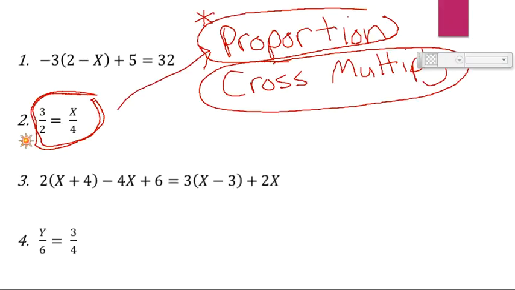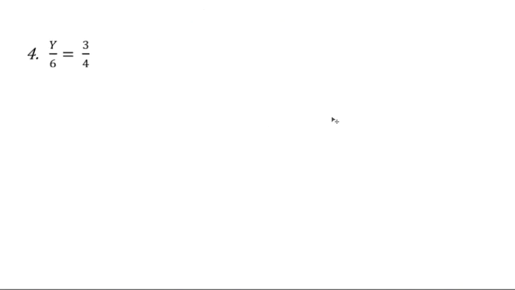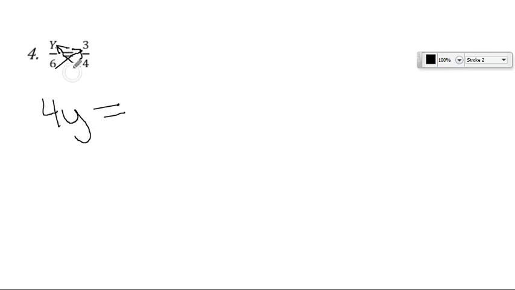Okay, so let's go ahead and look at number 4. Right away, I want you to notice that you have one fraction equal to another fraction. And remember, anytime that happens, you need to realize that it's a proportion. And to solve a proportion, you're going to cross multiply. So here we go. To cross multiply, we are going to take the 4 and multiply it by the y. And we are going to take the 6 and multiply it by the 3. So 4 times y looks like this, and 6 times 3 is 18.